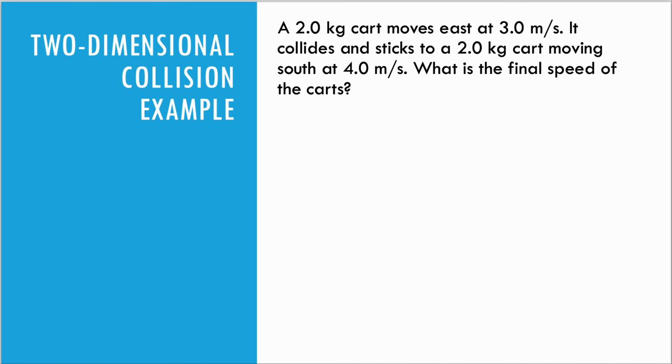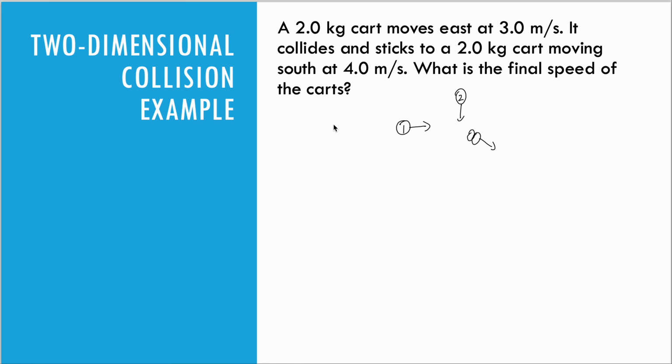A 2 kilogram cart moves east at 3 meters per second. It collides and sticks to a 2 kilogram cart moving south at 4 meters per second. Let's draw a picture. The first cart is going to be cart 1, it's moving to the east. And then the second cart is going to be cart 2 and it's moving south. They're going to collide and stick together and move off in some direction.